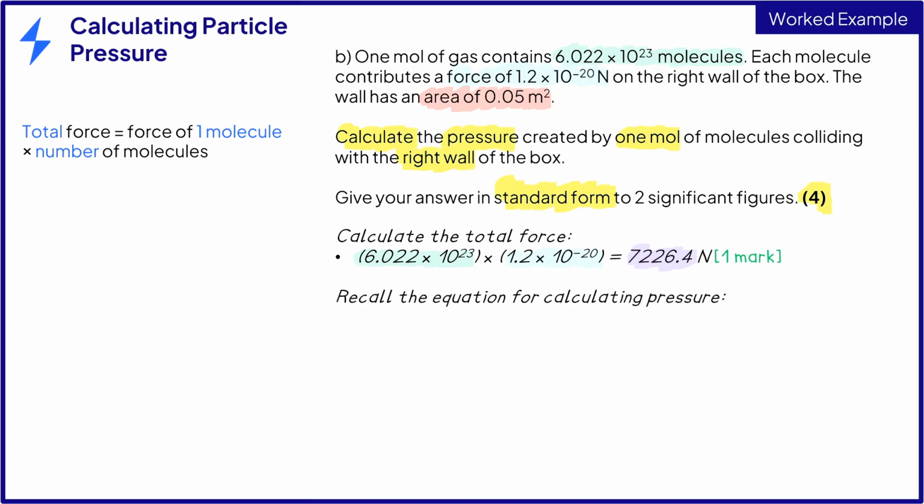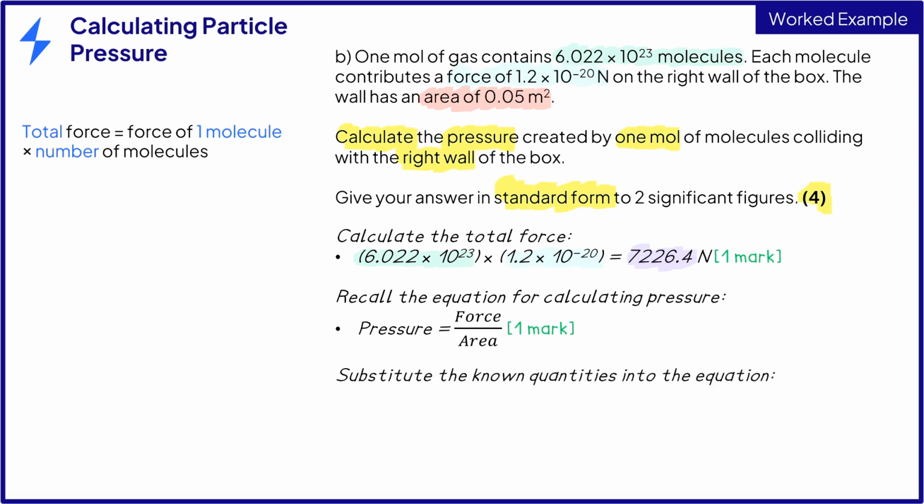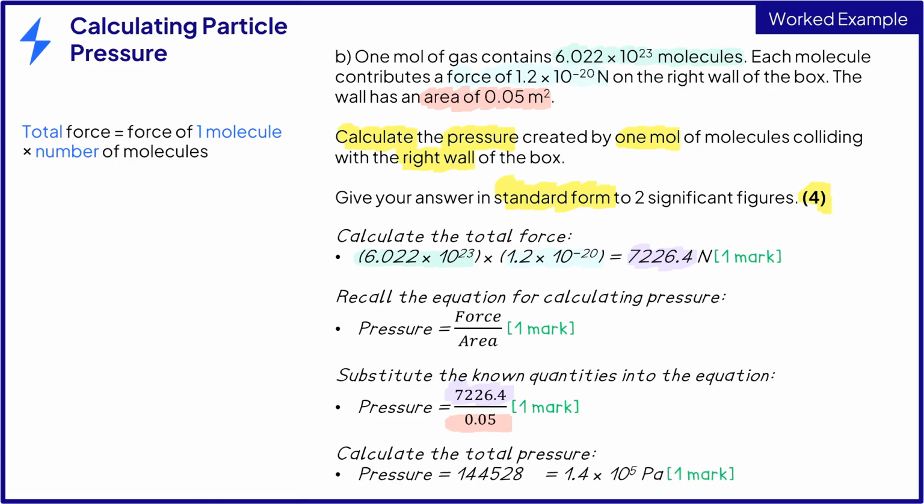Recall the equation for calculating molecule pressure. Pressure is equal to force divided by area for 1 mark. Substitute the known quantities into the equation. Pressure is equal to 7,226.4 divided by 0.05 for 1 mark. Calculate the total pressure. Pressure then is equal to 144,528, which is equal to 1.4 times 10 to the power of 5 pascals for the 4th mark.